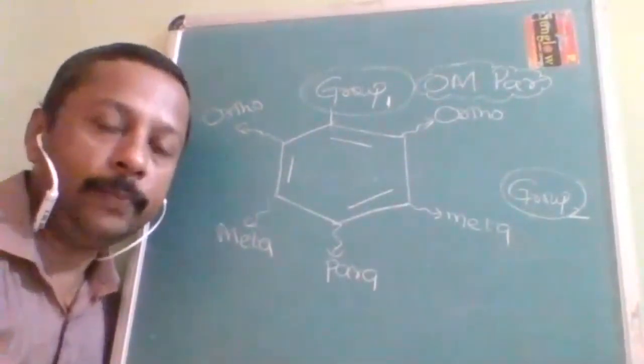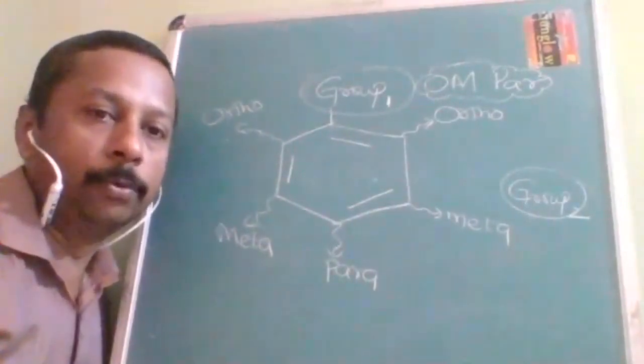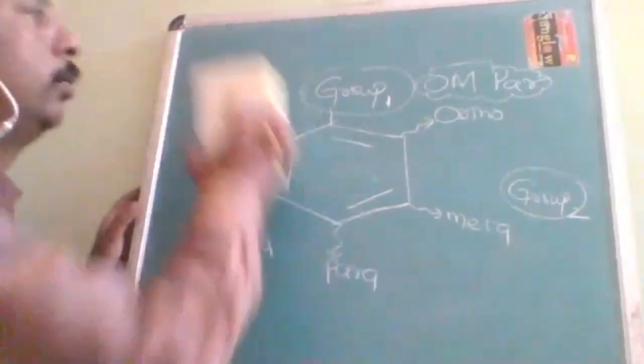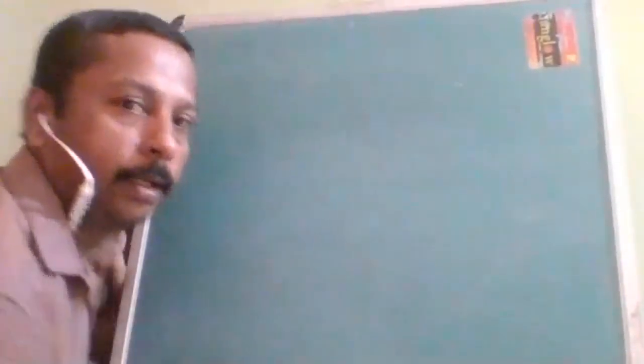Now I am going to tell you a technique. There are two types of groups. Group 1 is divided into how many parts? Two parts. Ortho para directing and meta directing.